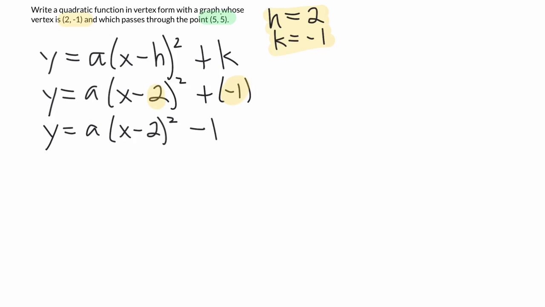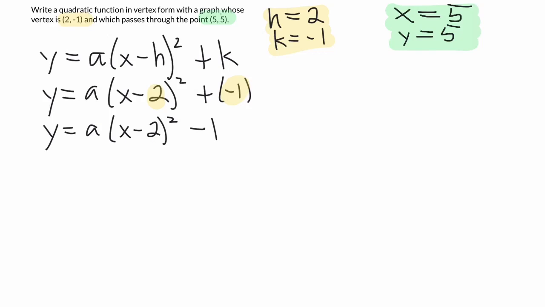So what I'm going to do now is find a by using the information provided that you see in green. This is just one point. We're just going to use it long enough so that we have our a identified. So on this point, x equals 5 and y equals 5.